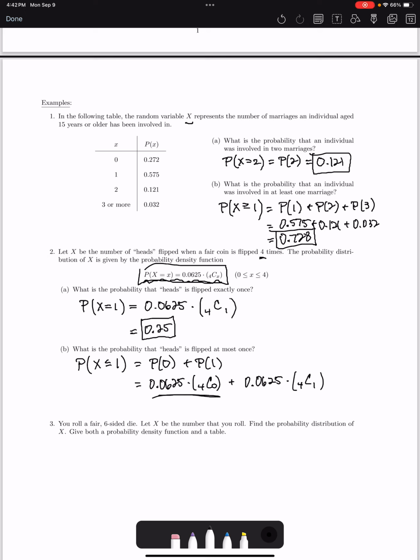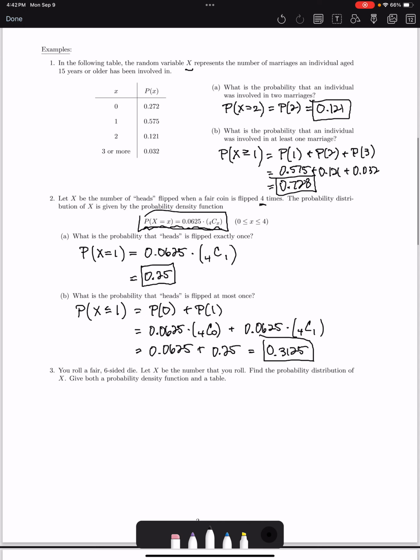This one, right, 0.0625 times 4 choose 0, if you punch that into your calculator, you should get 0.0625. And this one we just did above, right? It's 0.25. And then if you add those together, you should get 0.3125. And that's how that works.